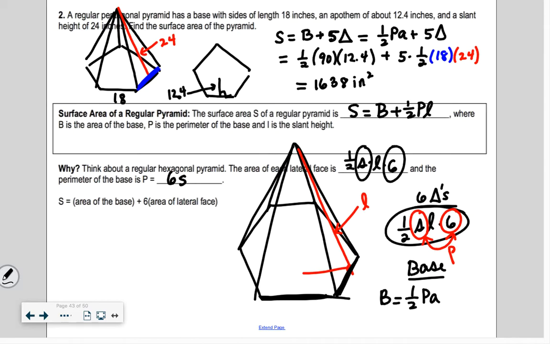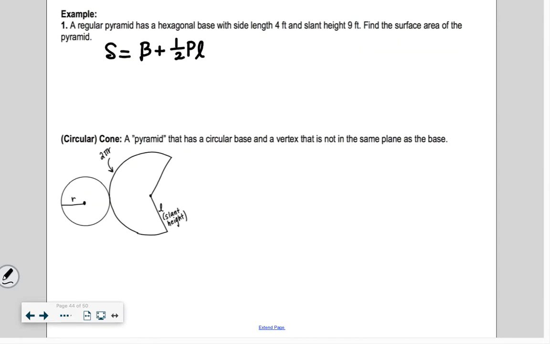You guys are frantically writing these things down. All right, what's the perimeter of this problem? I have to go back.